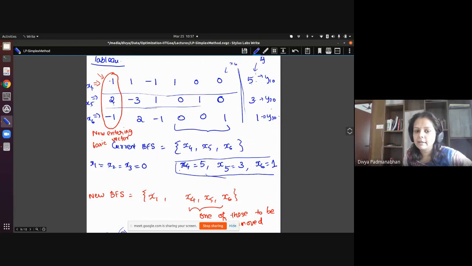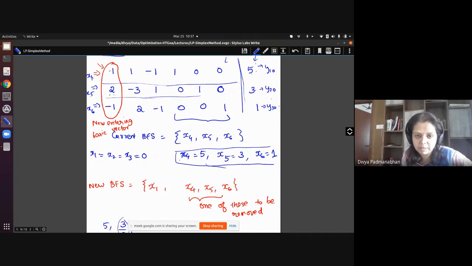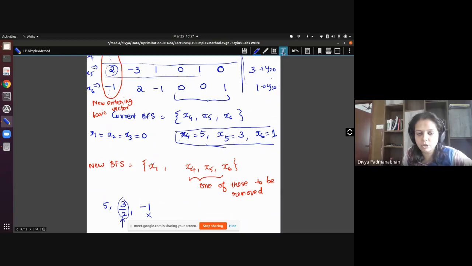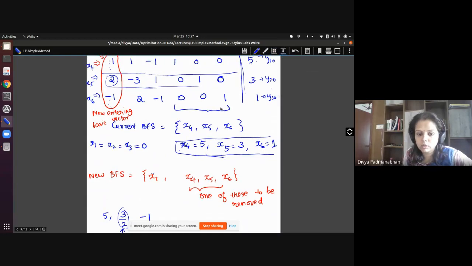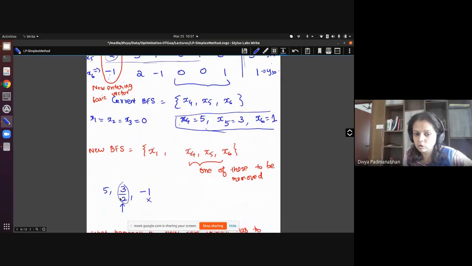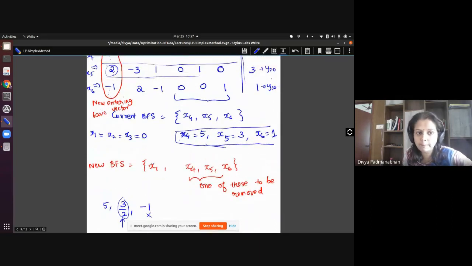Then you will do some row operations to transform this row. This particular entry here has to become a 1 and these two values have to become 0. So let's write the new tableau. Is this step clear, like why we chose x5 to leave the system?